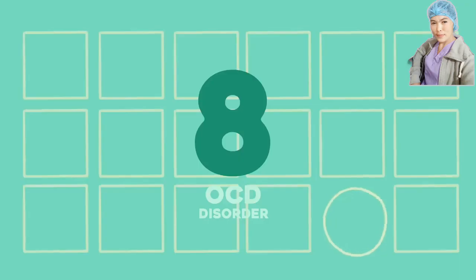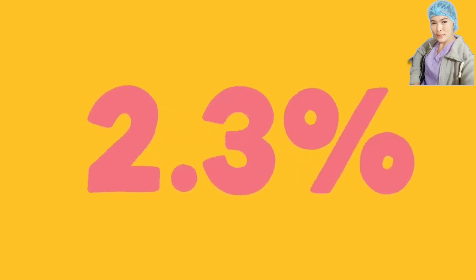8. Obsessive-compulsive disorder. If obsessive-compulsive disorder, OCD, is a type of anxiety disorder, why did it make the number 8 spot? Simple. Professionals say 2.3% of individuals will qualify for a diagnosis of OCD during the course of their lifetime.